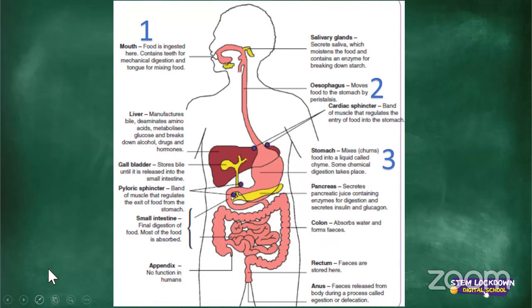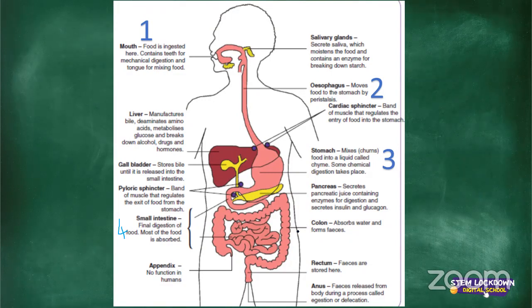Okay, let me just mark that. So this is our fourth organ of the alimentary canal. All right, I hope you guys are all following. If you're not following, please write your questions on the group chat. If I'm going too fast, just write down on the group chat if I should slow down.